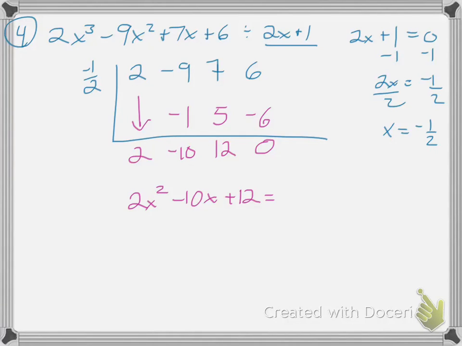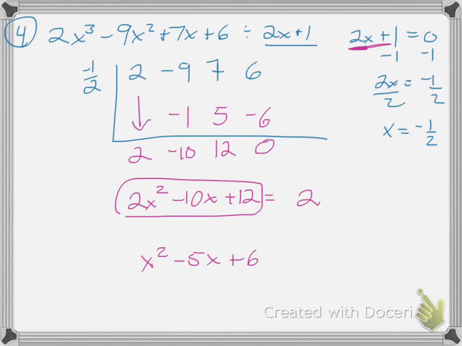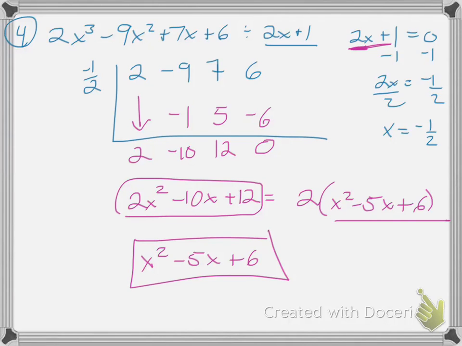Now if you notice, this problem was the exact same as the first one I gave you. But if you look back at the first one, the answer, or the quotient, is x squared minus 5x plus 6. All you have to do, basically, if you're dividing by a linear with a coefficient like this, in order to get the actual quotient, you're going to have to factor out the greatest common factor. So when I factor out a 2, I'm left with x squared minus 5x plus 6, and that part is my quotient.